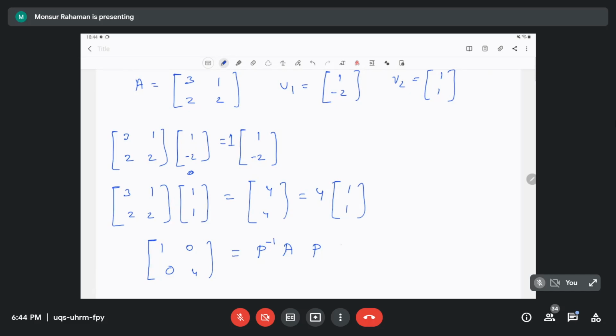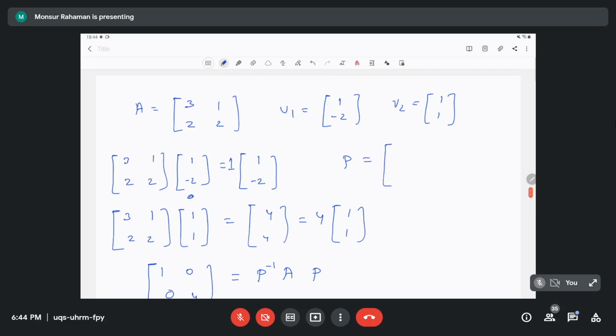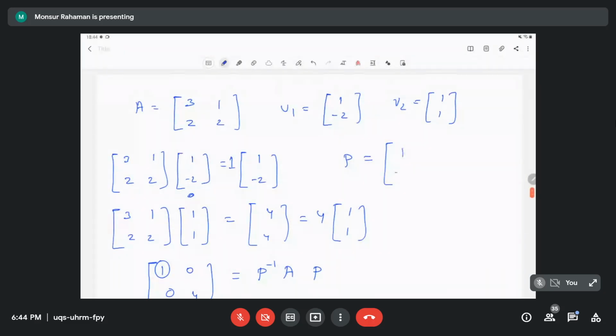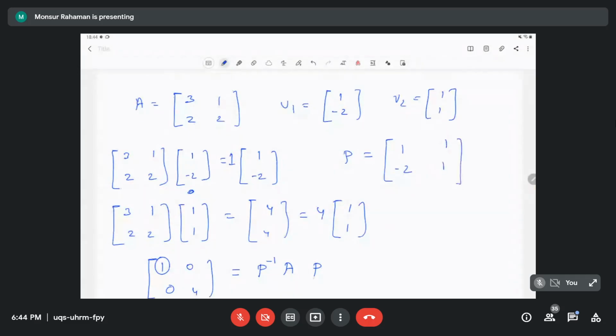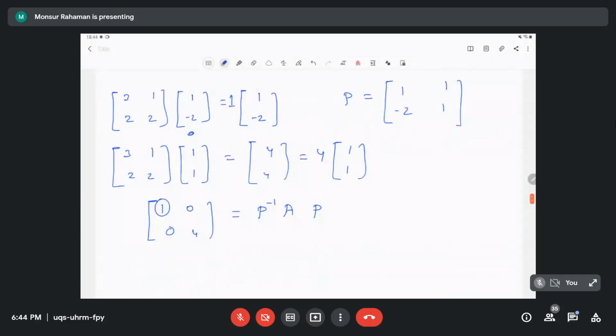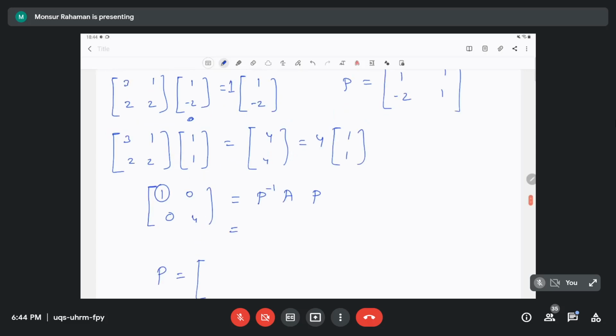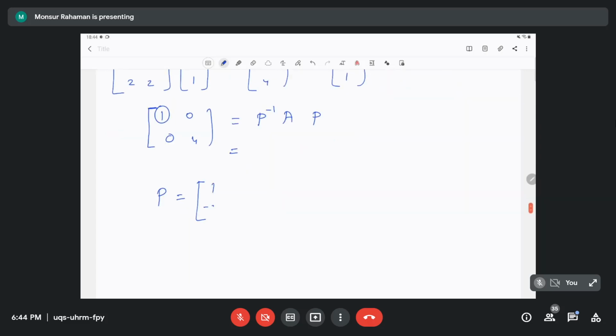And what is the P? P is the eigenvectors, first eigenvectors, because you write 1, so 1 minus 2 and 1, 1. This is P. So you will have to find P inverse also. P is equal to 1 minus 2, 1, 1.